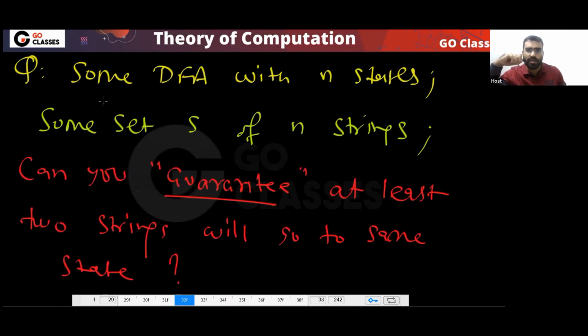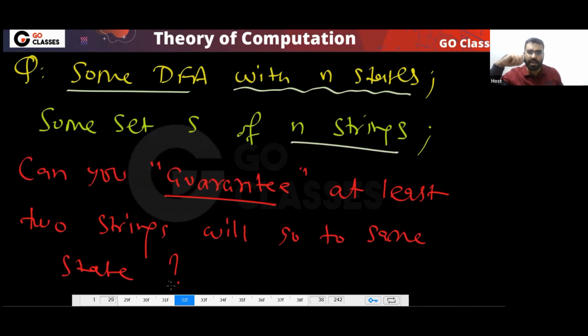So tell me about this one. So some DFA you have, I don't have the information of the DFA. Some DFA I have with n states, and some set of strings I have. So can you guarantee? No, you cannot guarantee, right? So definitely you cannot guarantee. The answer is no, you cannot guarantee.